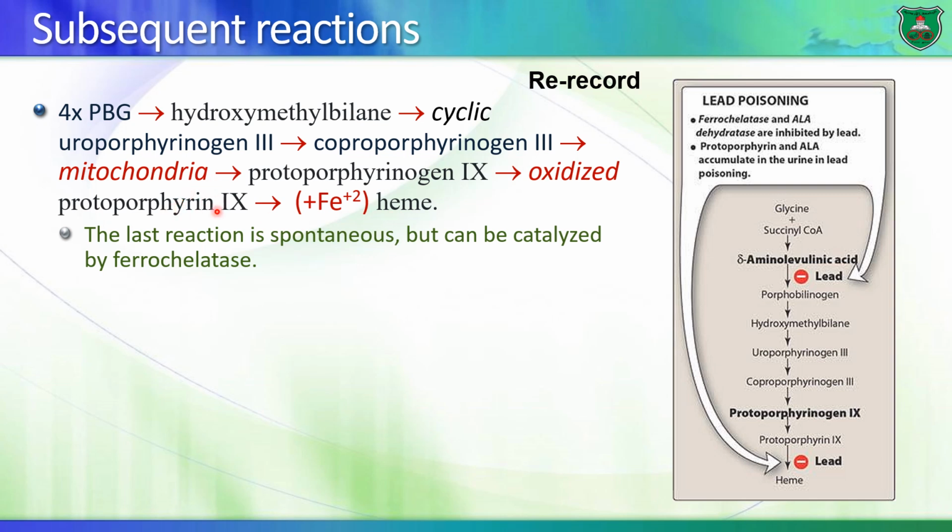forming heme. Now this attachment or conjugation of iron into protoporphyrin can happen spontaneously, but it gets catalyzed by an enzyme, ferrochelatase. Now ferrochelatase is also sensitive to lead. It can be inhibited by lead. So lead poisoning not only leads to the inhibition of the formation of porphobilinogen and accumulation of ALA, but it also results in the inhibition of the very last reaction.